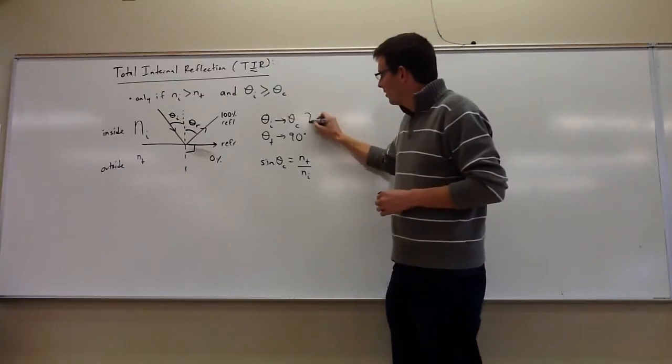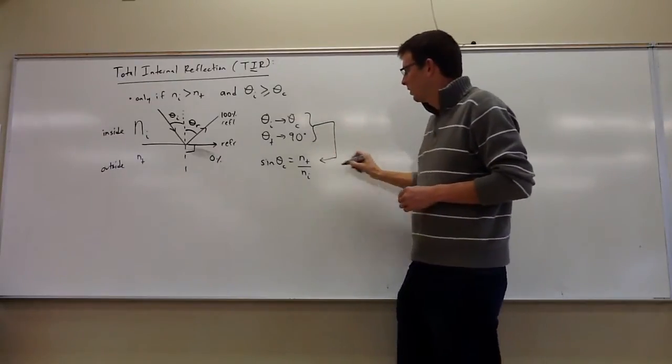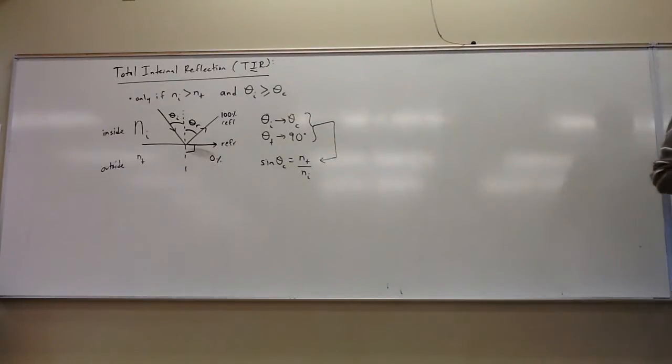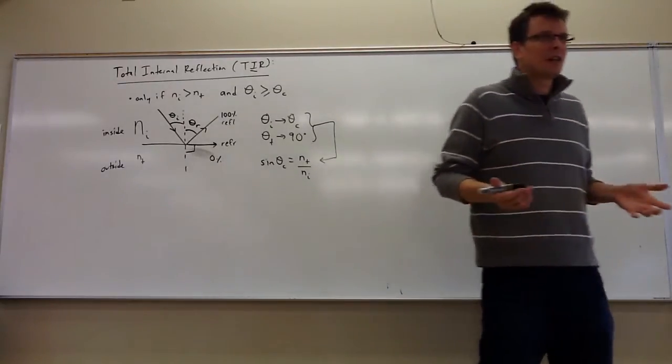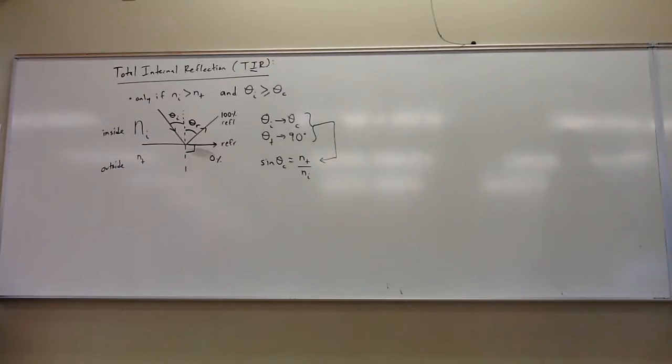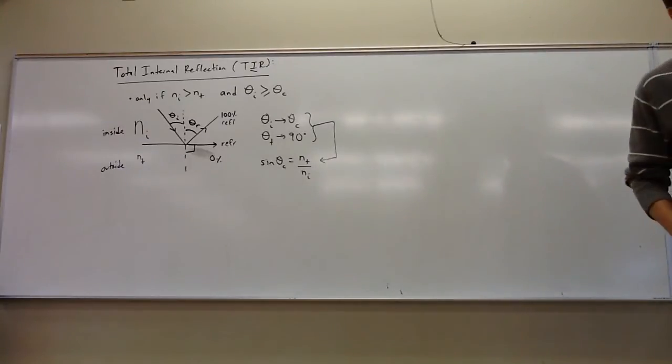If you plug these things into Snell's law, you get this expression. This is how you find the critical angle. Of course, you can solve for the critical angle by itself and get this inverse sine expression, but let me just leave it like that. It's a little more compact, I guess.